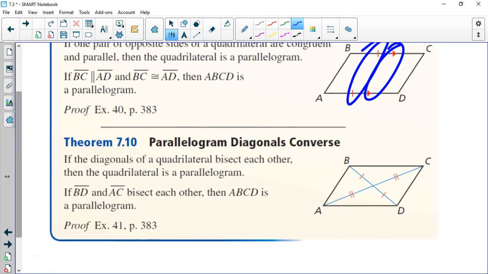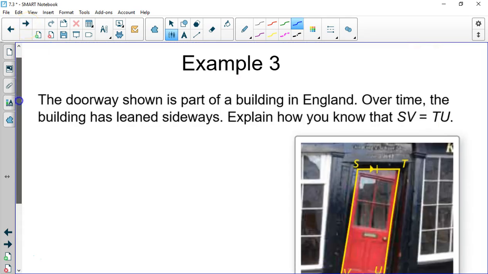And then the diagonals converse. We said before, if we had a parallelogram, the diagonals bisected each other. Well now, if we know the diagonals bisect each other, we have a parallelogram. Again, just going the opposite direction of what we already knew.